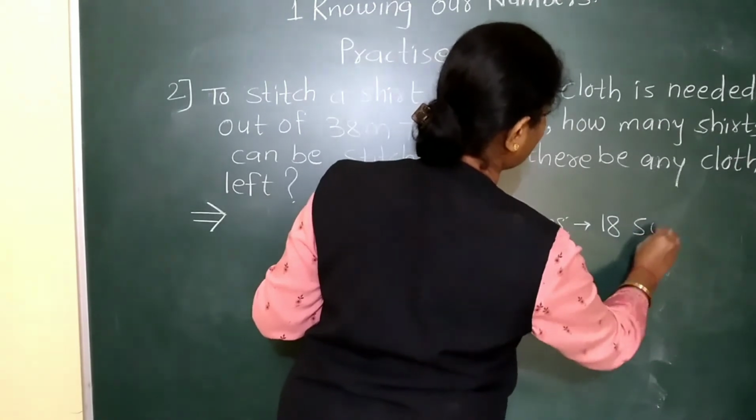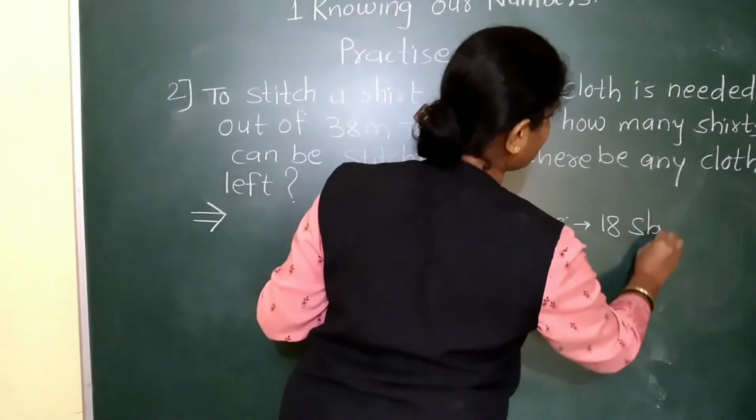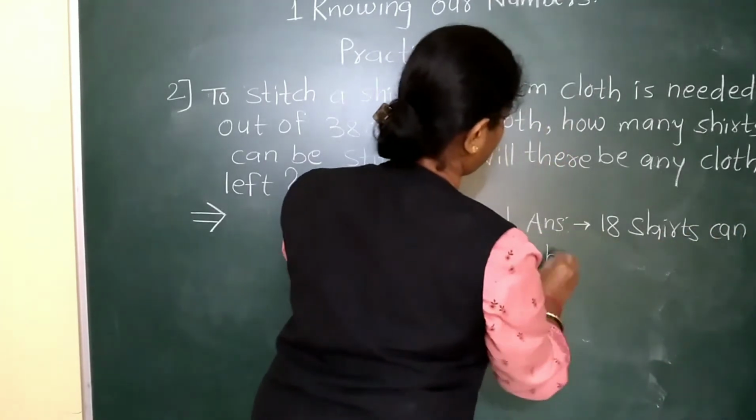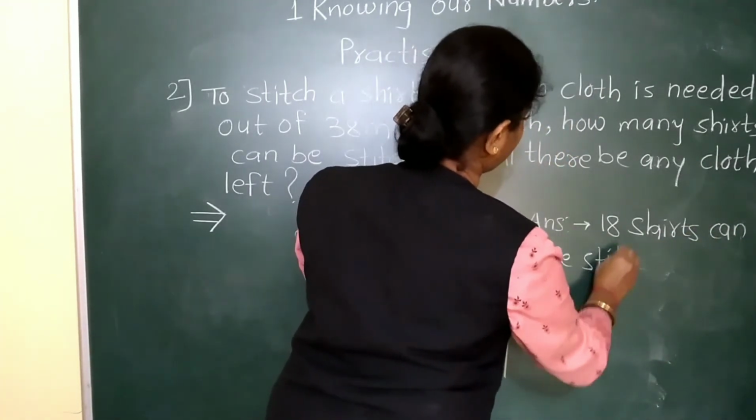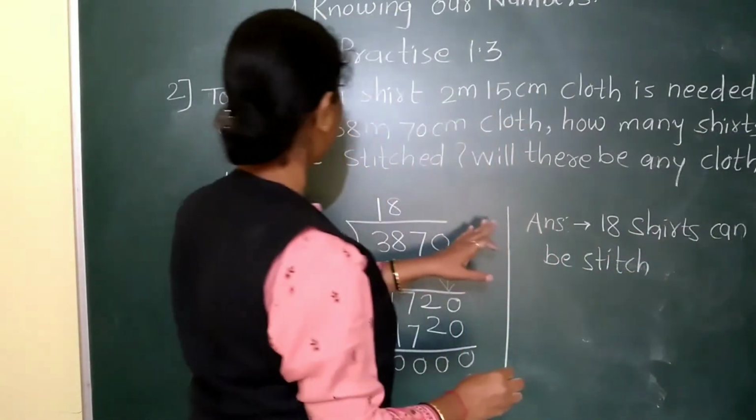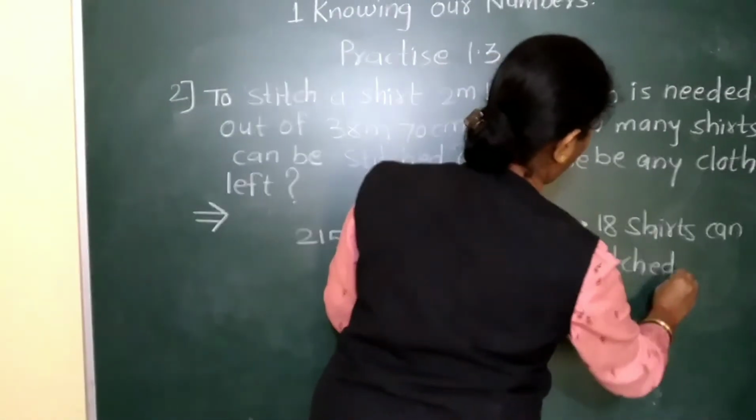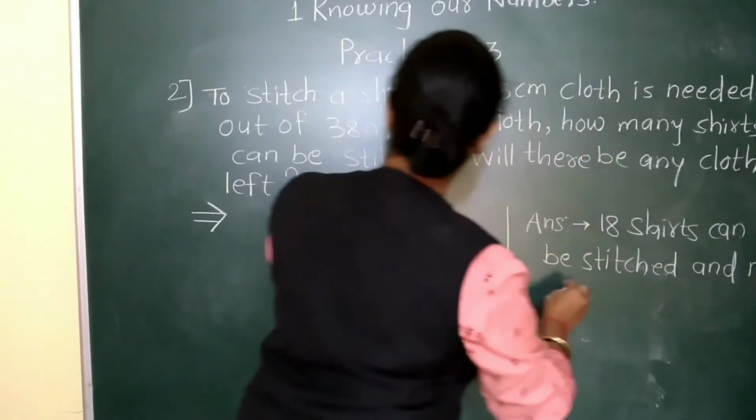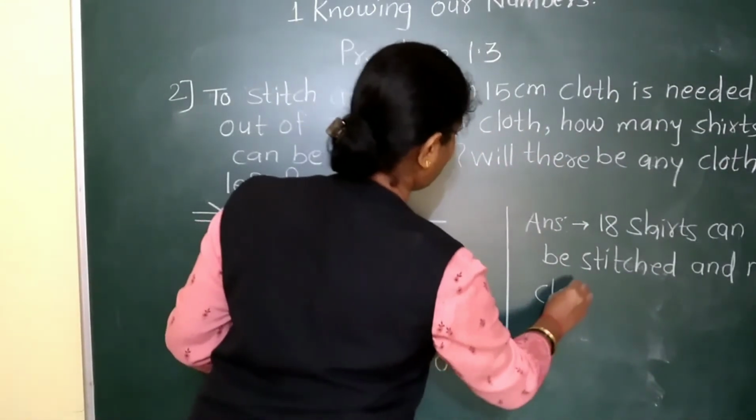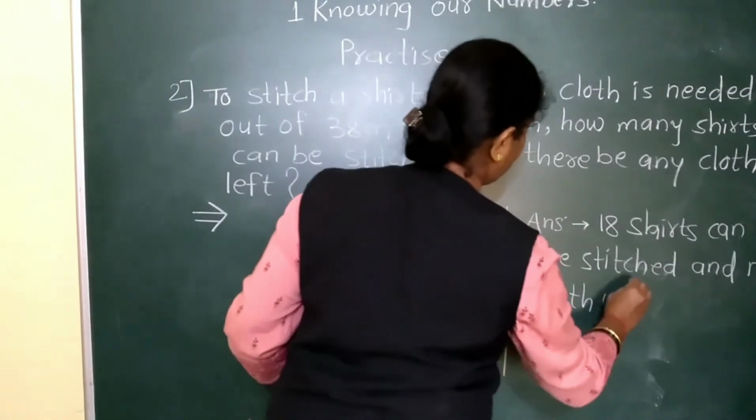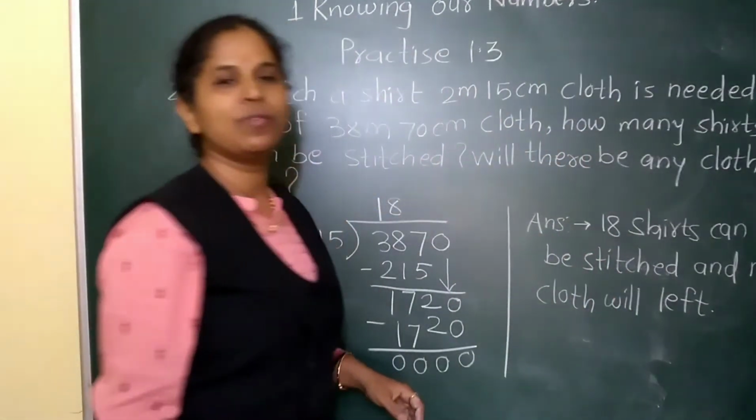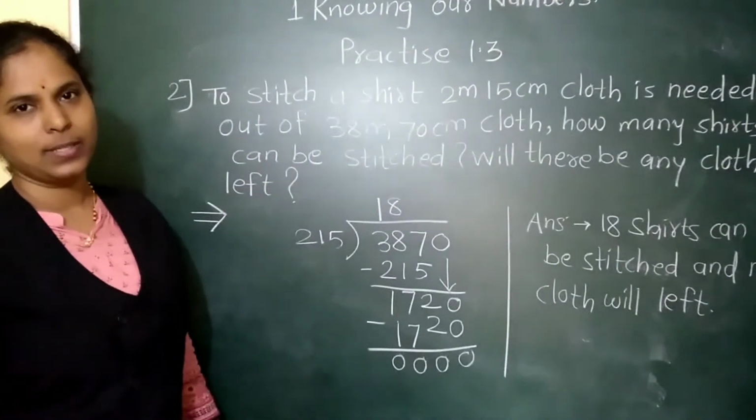So how to write the answer? 18 shirts can be stitched and no cloth will be left. In this way, you will have to write the final answer.